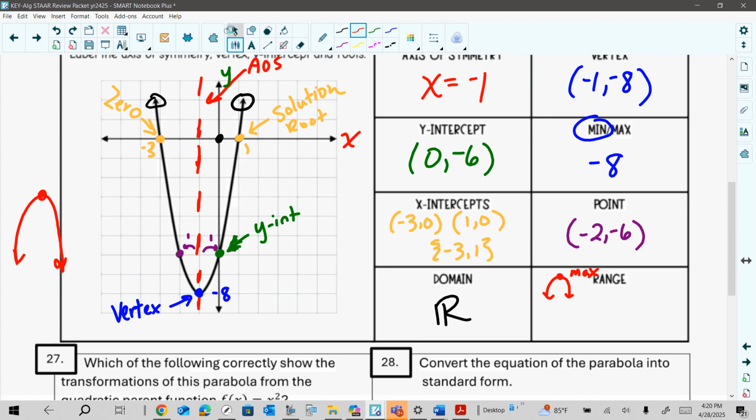I probably should move that over just a little bit. There we go. Come on. So let me. There we go.